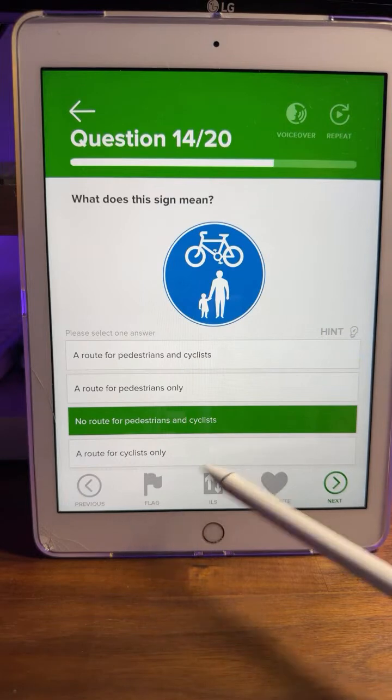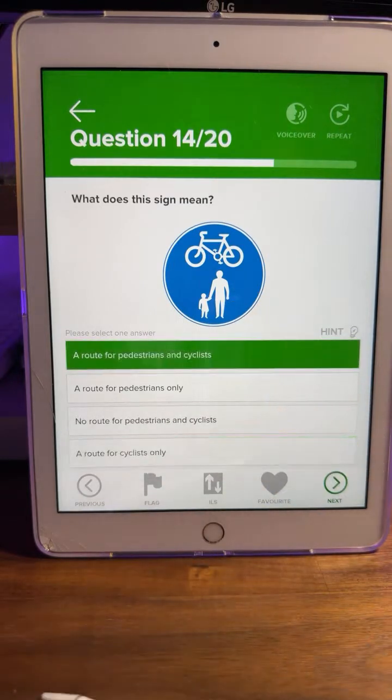Okay, and a route for cyclists only? No, there's pedestrians in there, so we know the answer is A. Break it down that way. Easy, easy, easy. Okay.